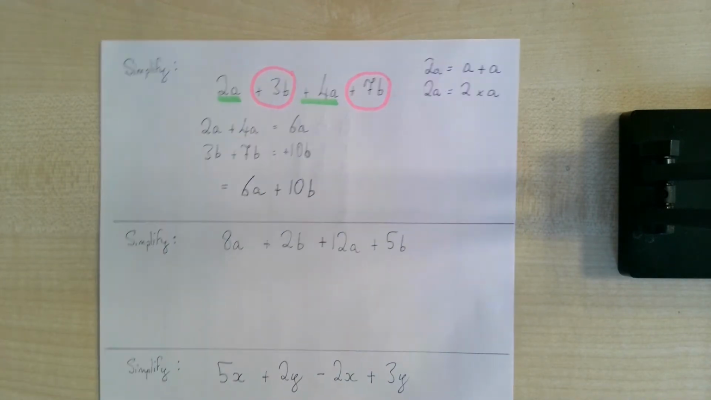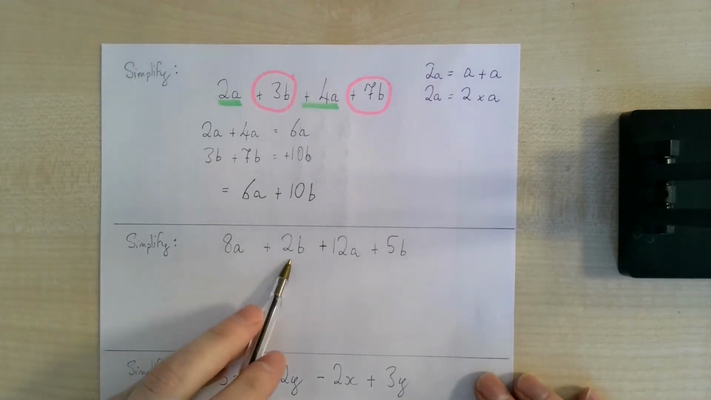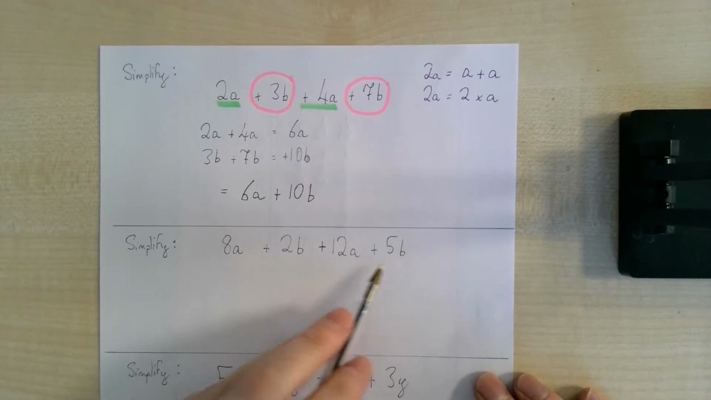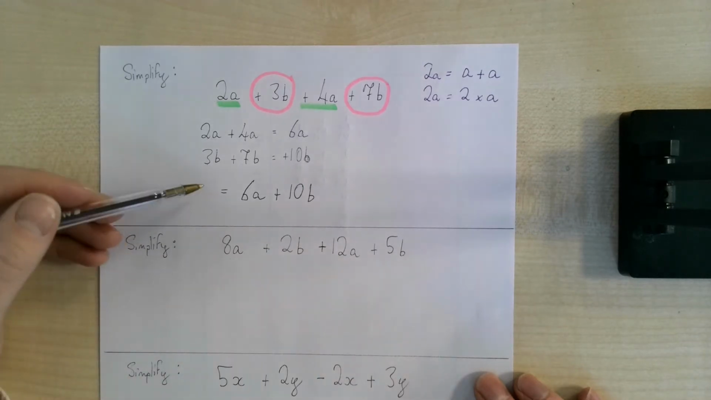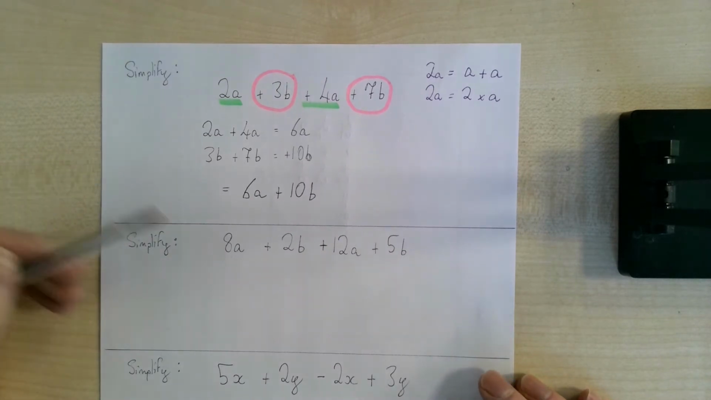Have a go at this second one yourself. So 8 apples plus 2 bananas plus 12 apples plus 5 b's. After you've recorded this, you can refer back to this if you get stuck. So pause the video and have a go at it now.